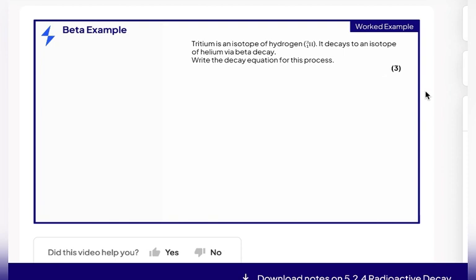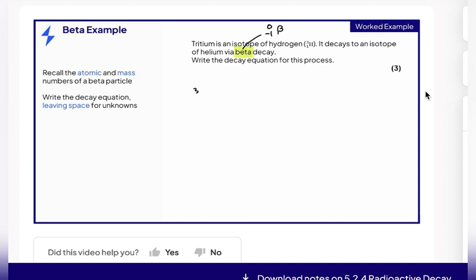Let's have a look at a different type of decay now. Tritium is an isotope of hydrogen. It decays to an isotope of helium via beta decay. Write the decay equation for this process. So, this is beta decay. Let's recall the atomic and mass numbers of a beta particle, which are -1 and 0 respectively. Again, we'll write out the decay equation, leaving gaps for the helium isotope's atomic and mass numbers.